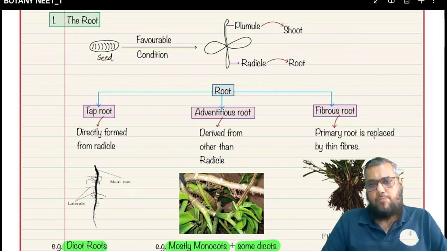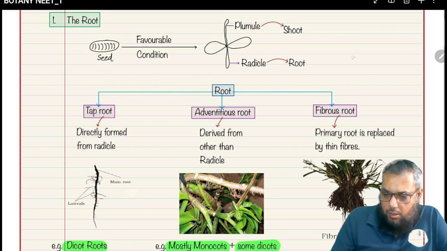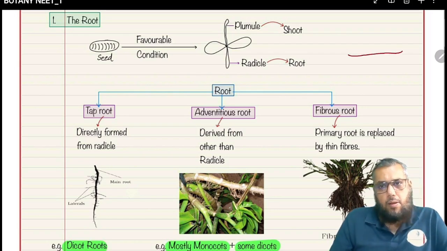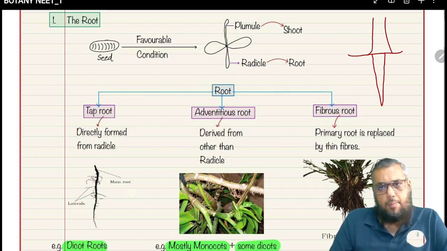Now see, other than that, the radicle has resulted in the formation of a primary root, and the plumule has resulted in the formation of the initial stem. But this primary root is short-lived. It dies very quickly.